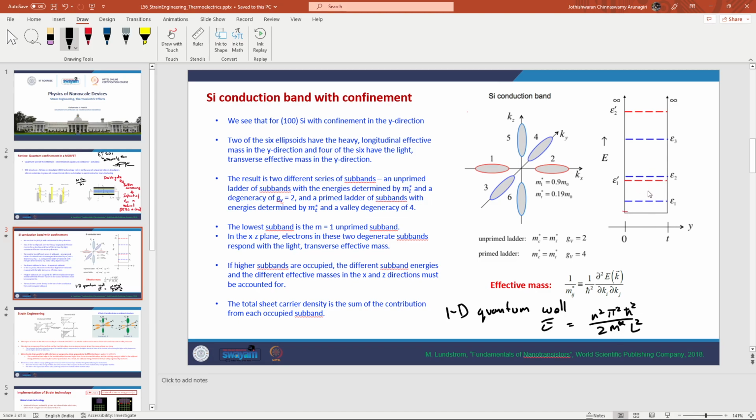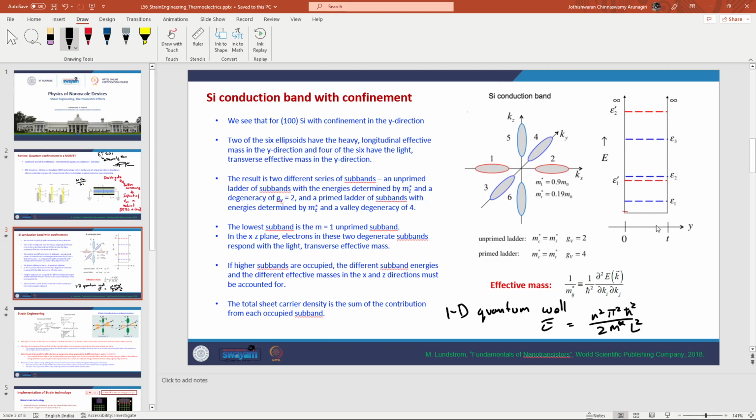That is essentially what we have assumed in this diagram. For the red bar, we are assuming a compressive strain, which implies that L is reduced. Since L is reduced, these energy levels jump up. They become higher, and the difference between them also becomes larger. So we have the blue ladder of energy, which corresponds to the unstrained energy surfaces, or rather the unstrained bands, and the red levels correspond to the strained bands.